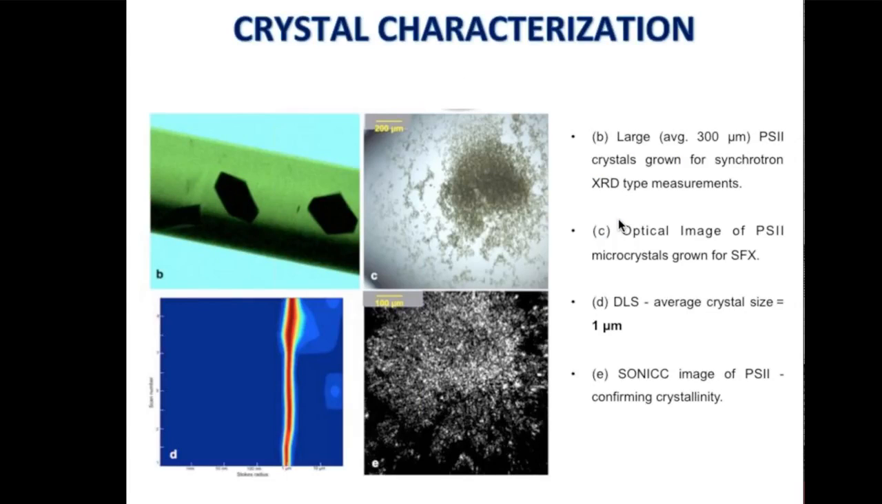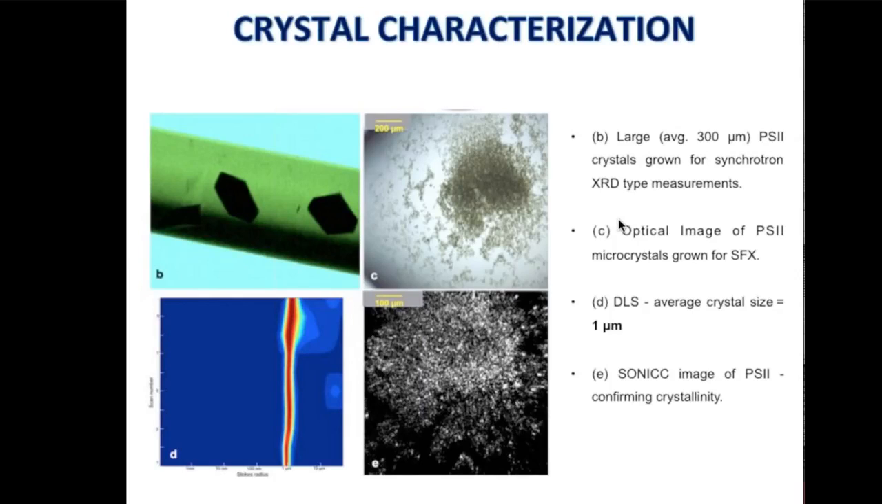And the way you check whether you have good crystals is by characterizing them using a number of techniques. What you see on the left is the standard crystals that people have grown so far for synchrotron, which is huge, roughly around 300 to 500 microns, at the top left in figure B. And then what you see at the top right, figure C, is, for example, an optical image of a batch of Photosystem 2 crystals grown at ASU, which are roughly about 1 to 2 microns in size.